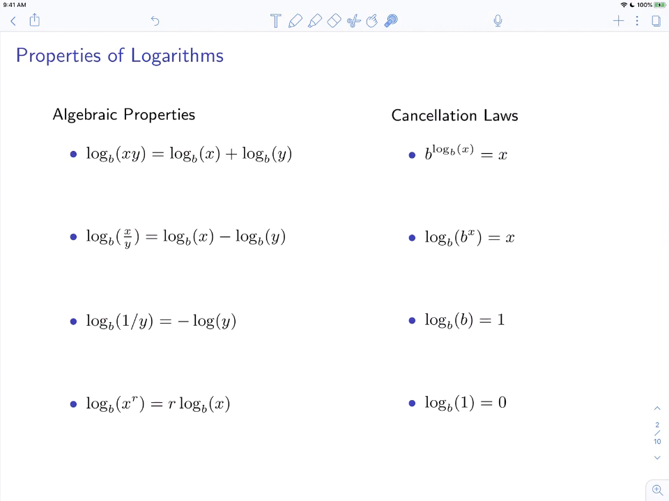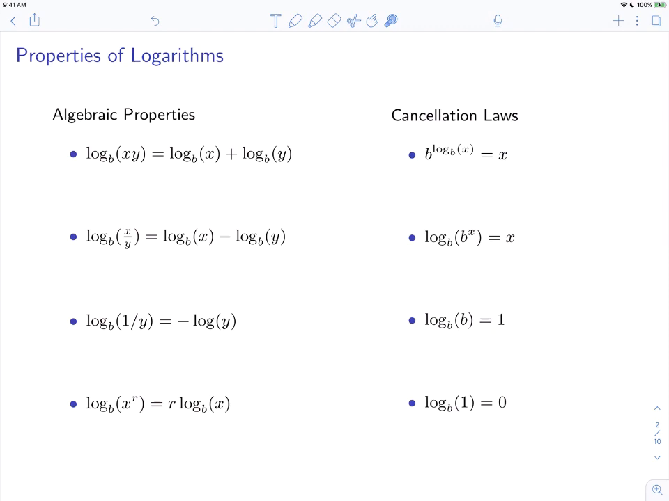The first algebraic property tells us that the log base b of a product x times y is equal to the sum log base b of x plus log base b of y. Logarithms turn products into sums. Similarly, logarithms turn division into subtraction. So log base b of x divided by y is equal to the difference log base b of x minus log base b of y.